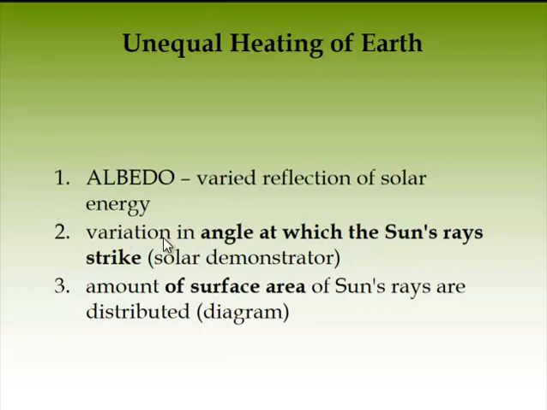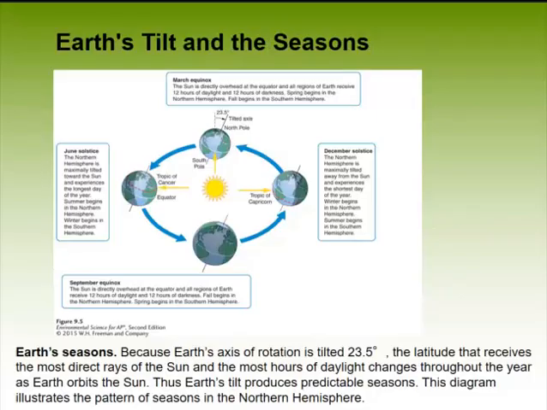All right, so what are the three major causes of unequal heating? Albedo, the variation in angle at which the sun's rays strike, which we practiced here. You remember that? You guys really like that thing. And the amount of surface area the sun's rays are distributed over. Okay?